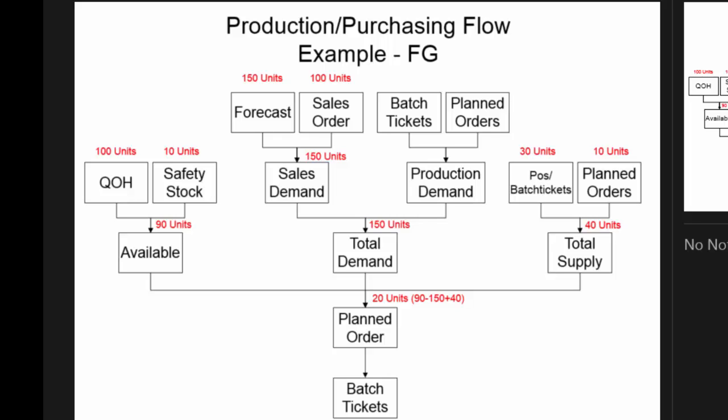So the quick math basically says I'm short 20 units. 90 units minus 150 plus 40 gives me the 20, if my math is right. And it will create what we refer to as a system planned or system generated planned order. It's unfirmed by nature. That's a term we use, firming versus unfirming. So it's an unfirmed planned order. It's a suggestion to go make product.